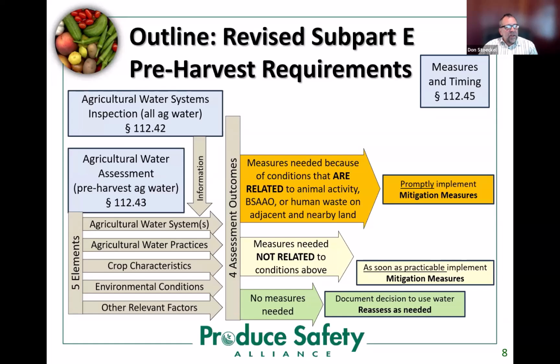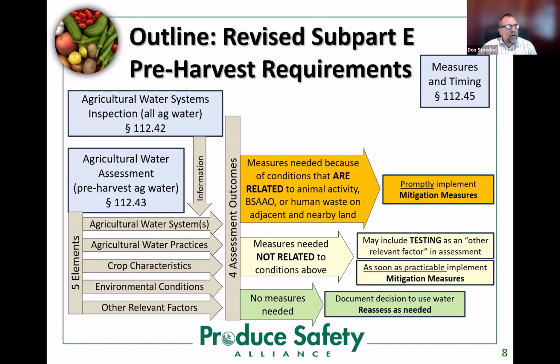On a related note, the outcome of the agricultural water assessment could be that measures are needed to reduce risk, but those measures are not related to animal activities, soil amendments, or human waste, or those measures are not on adjacent or nearby lands. In other words, they are on the actual land of the farm. If that's the case, then as soon as practicable, and I'm sorry, I forgot to say promptly in the other one. So this one is quickly, the darker orange is promptly. The lighter yellow is as soon as practicable, no later than the following year. Implement some of those same mitigation measures in order to reduce risk. In this case, a grower may also opt to include testing as one of the other relevant factors in their agricultural water assessment. In other words, if they're not sure whether the conditions are severe enough to warrant mitigation measures, testing can be brought in as another piece of information to help evaluate whether or not mitigation measures are needed.